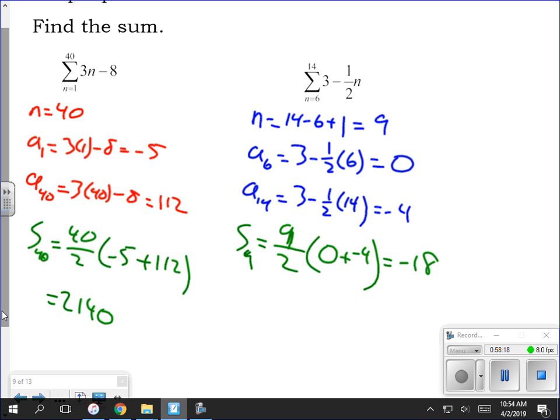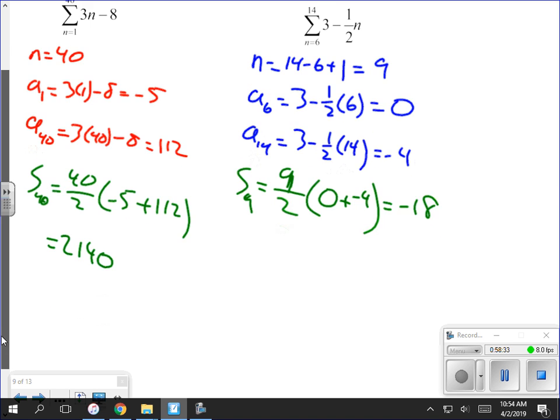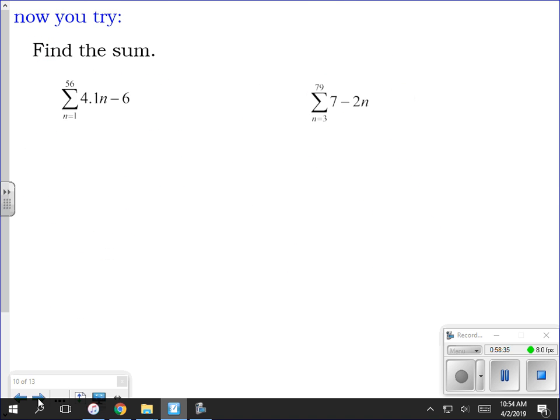Questions? Yeah, what do you need to have to use summation? You need to know how many terms you're adding, what the first one you're adding is, and what the last one you're adding is. And it doesn't have to go from the first one to whatever, it can go anywhere in the middle. Okay? Your turn, do those two.